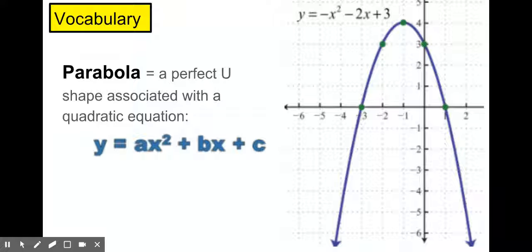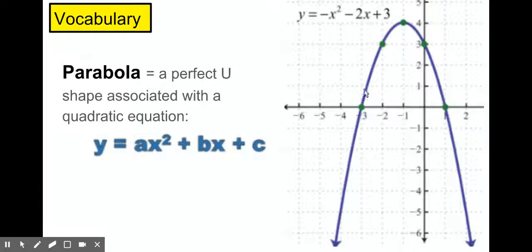First things first, parabola vocabulary. What is a parabola? A parabola is a U-shape, but it's not just any U-shape. It's like the perfect U-shape. You're not going to have any crazy bumps. It's going to be perfectly symmetrical. It could be down or it could be up.